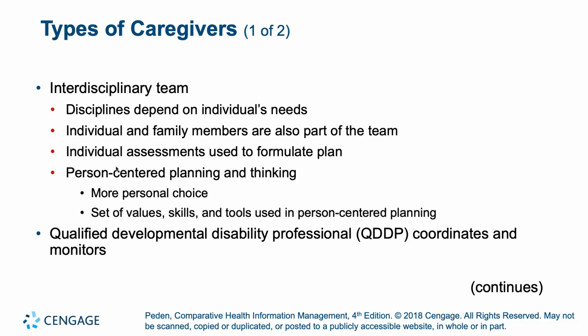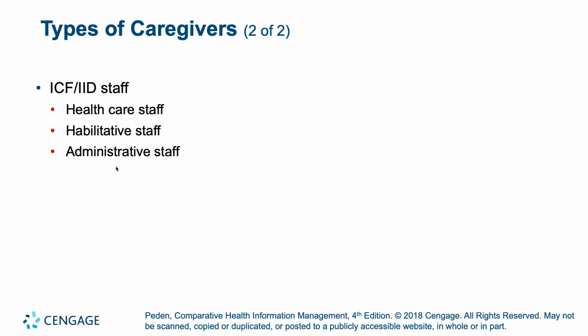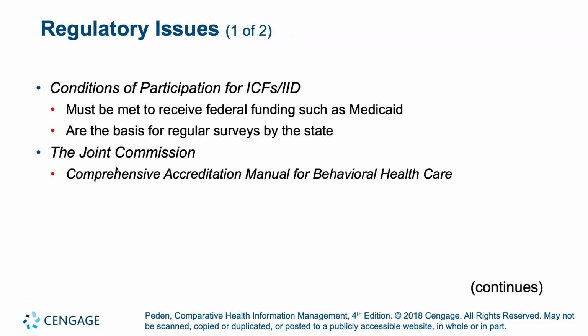A qualified developmental disability professional, or QDDP, is the one who coordinates and monitors the plan and makes sure that the team is made up of the right disciplines to address what the individual needs. In an ICF, there are healthcare staff, habilitative staff, and administrative staff. So you would have your nurses, your nurses' aides, probably some rehab staff as well as administrative staff. Lots of people to help care for the patients and work with them.